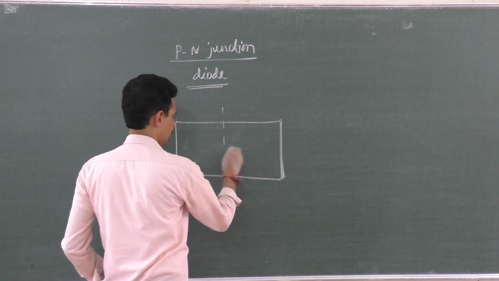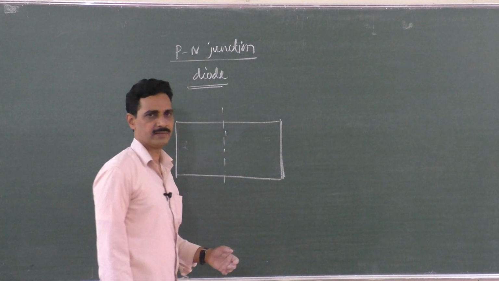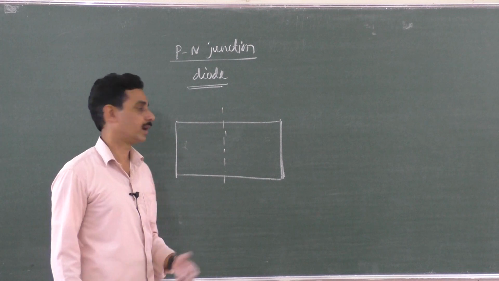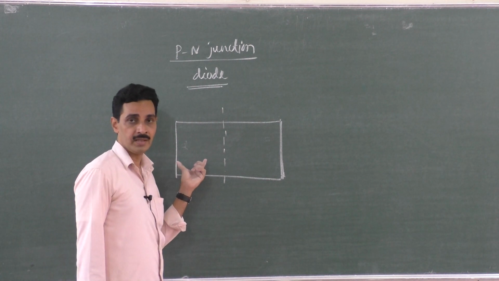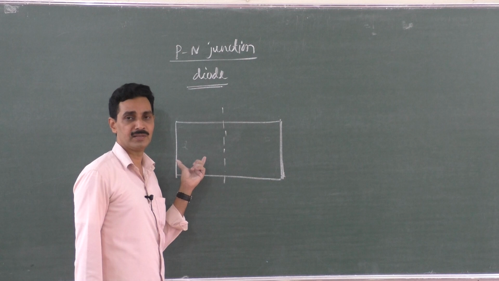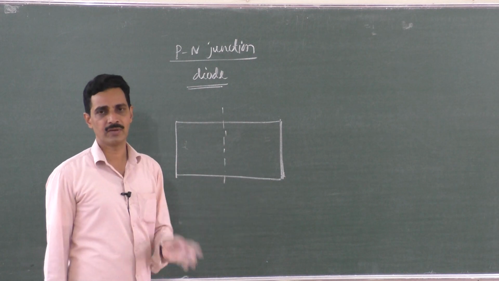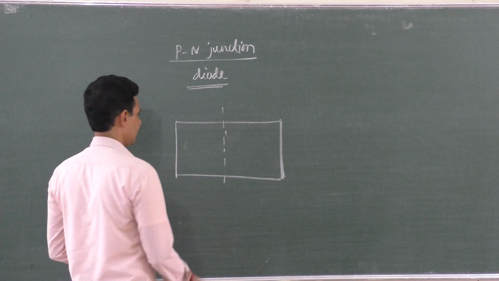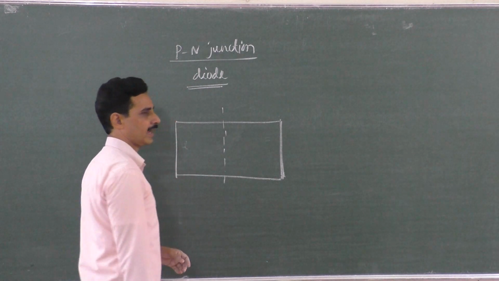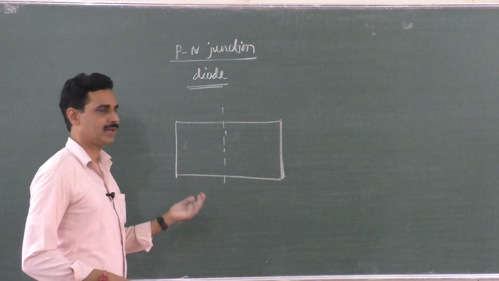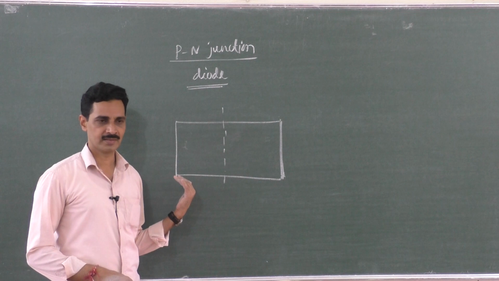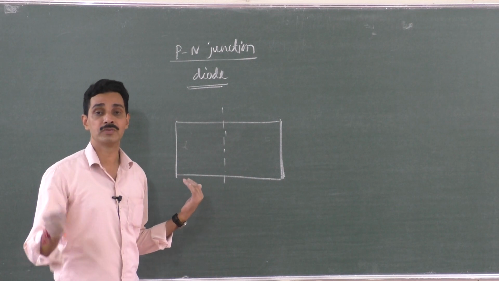Mask one side. What do you mean by masking? We don't dope it, because it should not be affected while we are doing something in the other half. If you are doping this side with trivalent impurity, this side shouldn't get affected. That is what we call masking. So mask it on one side and dope the other with trivalent impurities. When you dope one side of the semiconductor with trivalent impurities, what happens? More holes will be created.